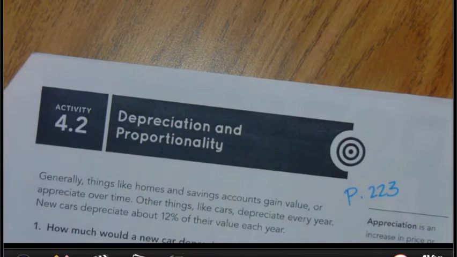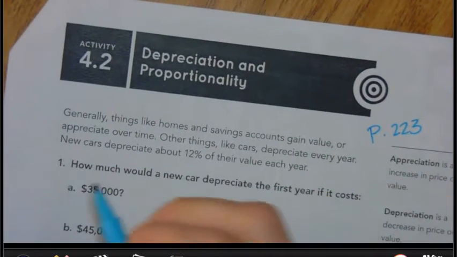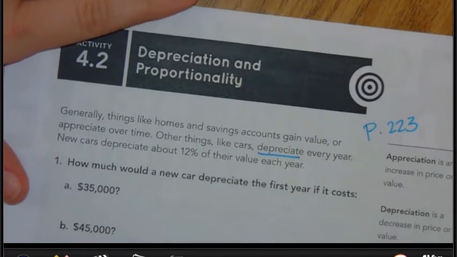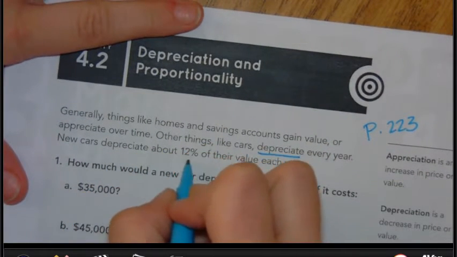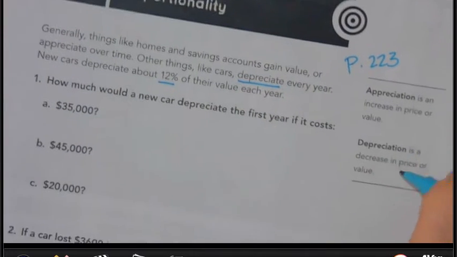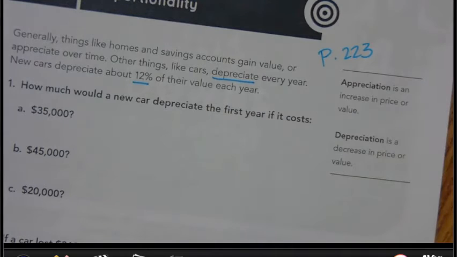All right. So generally, things like homes and savings accounts gain value or appreciate over time. Other things like cars depreciate every year. New cars depreciate about 12% of their original value each year. And it gives us two vocab words over here. So let's look. Appreciation is an increase in the price or value. A depreciation is a decrease in the price or value.